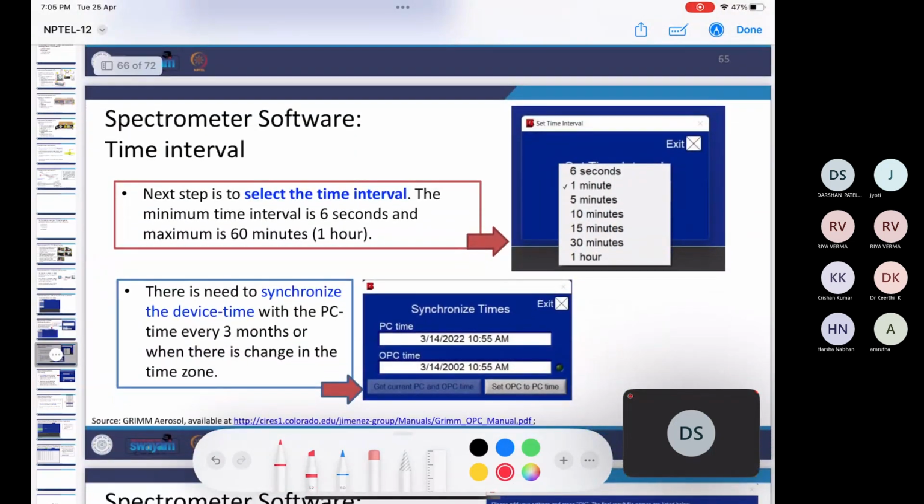Next step is to select the time interval. So the minimum time interval is 6 seconds and the maximum time interval is 60 minutes or 1 hour. We need to synchronize the device time with the PC time every 3 months or when there is a change in the time zone. First we need to click on get current PC and OPC time. Once we get this PC and OPC time, then we click on set OPC to PC time.